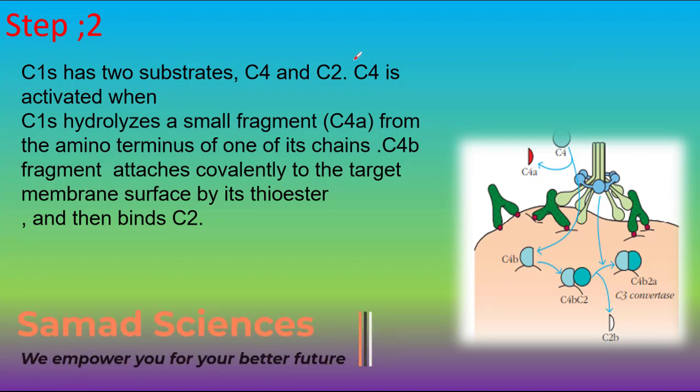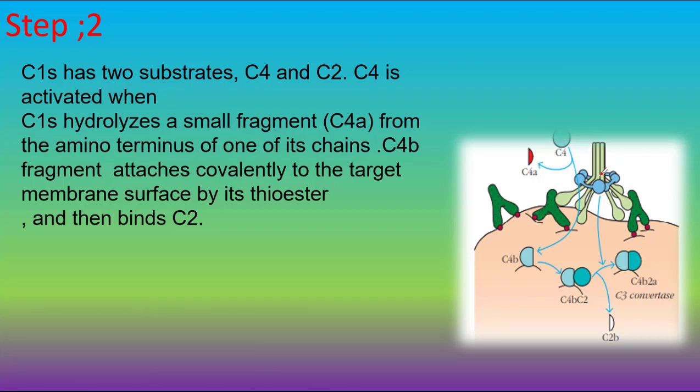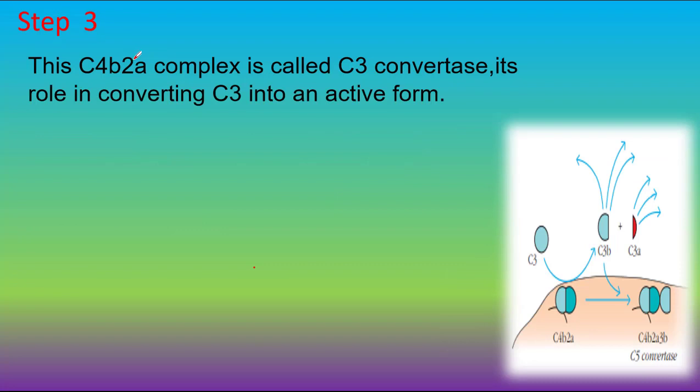First of all, it cleaves C4 into C4 alpha, which diffuses away, and C4 beta. The C4 beta fragment attaches covalently to the membrane surface and then combines with the C2 component of the complement system. When C4 beta combines with the C2 component, C2 is cleaved by C1S into C2 beta and C2 alpha. C2 alpha combines with C4 beta and acts as a C3 convertase. The C4 beta C2 alpha complex is called C3 convertase, which was generated in the second step.